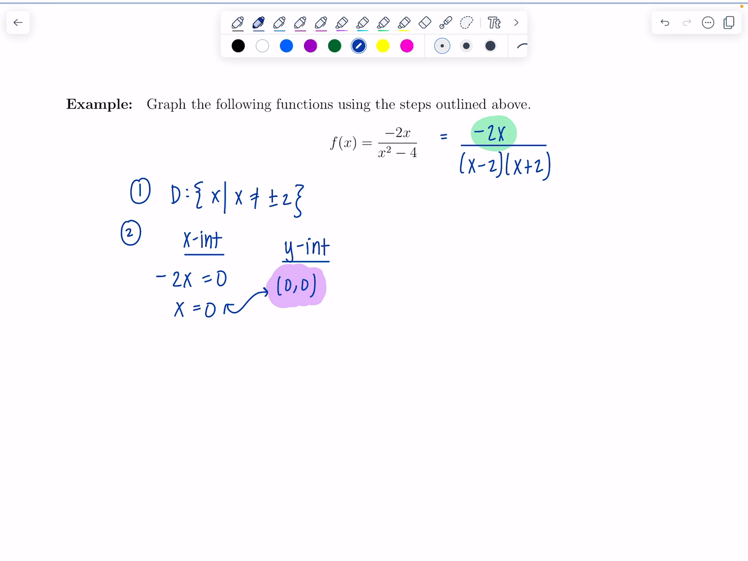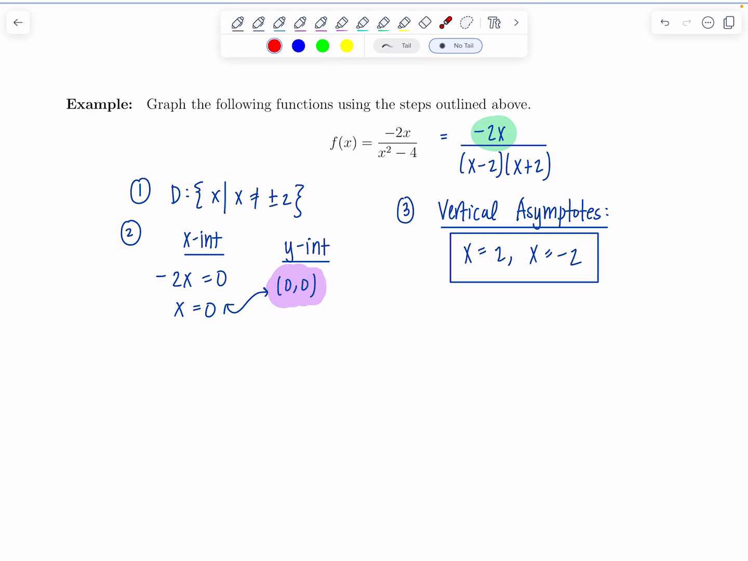Okay, any vertical asymptotes? Yes, precisely where the denominator is 0. So remember, we write the equation of a vertical asymptote as x equals something. So they're at x equals 2 and x equals negative 2.